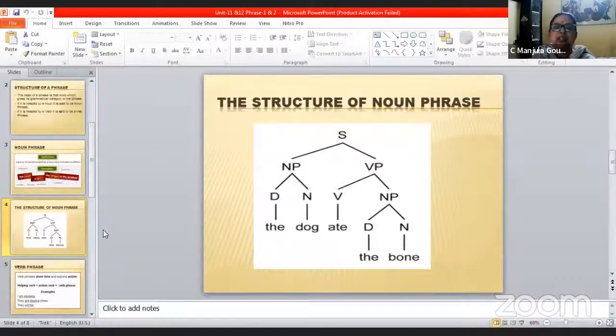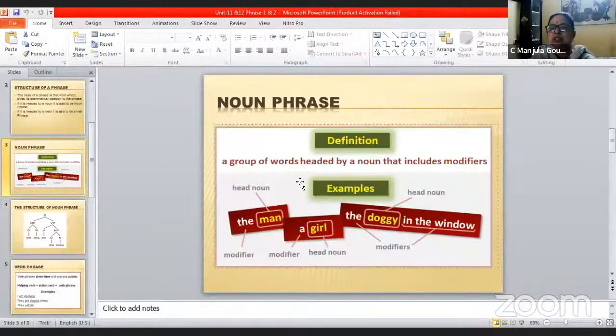Now let us look at the structure. I think the structure of the noun phrase is very clear. You can also see this for the second time: a group of words headed by a noun that includes modifiers. So this modifier, the determiner or the articles, are very, very important. When we speak about the noun phrase, it always has one with it. Right.